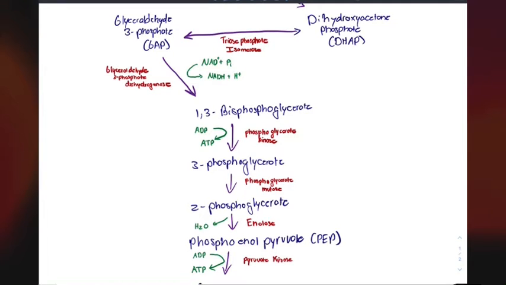So the result of that is going to pretty much be the same, where you're creating ATP in this step. So phosphoglycerate kinase takes 1,3-bisphosphoglycerate, takes one phosphate from this molecule and puts it onto ADP, which is the reactant in this reaction. And that creates 3-phosphoglycerate.